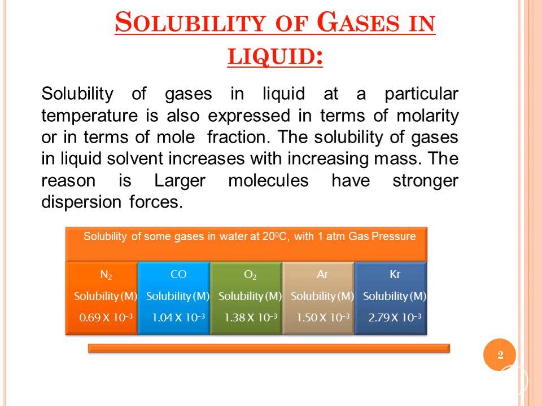This is mainly due to the chemical similarity between the gas and the solvent in which the particular gas is being dissolved. If there is a chemical similarity between the gas and the solvent, it is easily soluble. And if they are not similar to each other or their properties vary, there is lesser solubility of the gas in liquid. So this is the first point.